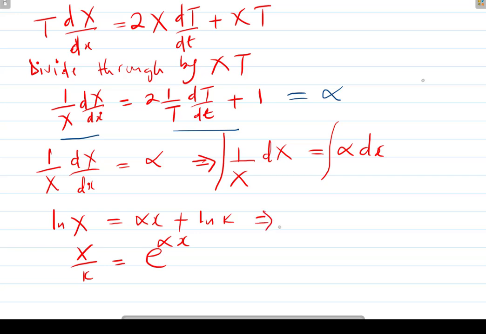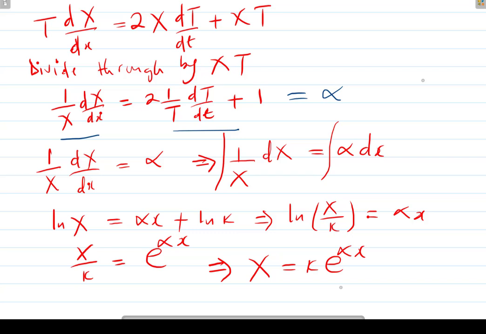Okay, like ln of x over k equals alpha x. So once you introduce the exponential function here, you find that this will come down, so it will be x over k, and then you have e to the power alpha x. And this implies that x is just equal to k e to the power alpha x. So that is our x.